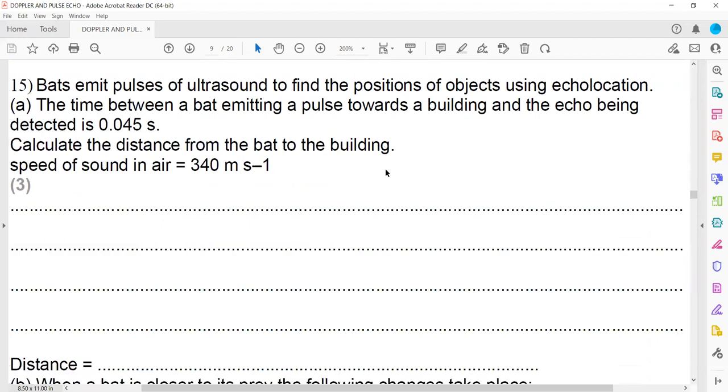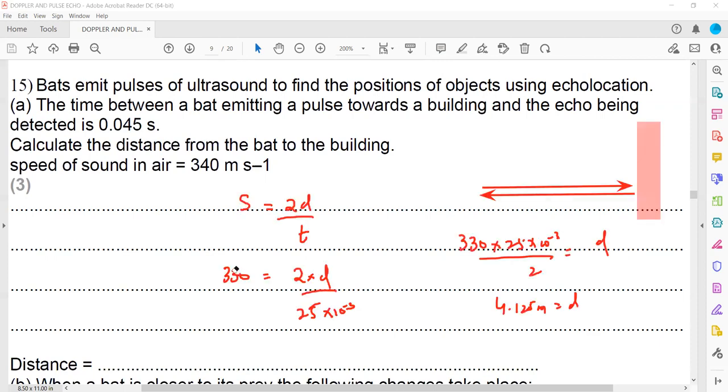Bats emit pulses of ultrasound to find the position of objects using echolocation. The time between the bat emitting the pulse toward the building and the echo being detected is 0.045 seconds. Calculate the distance from the bat to the building. So, for example, there's a building and the bat is emitting this ultrasound. The speed is 340 and the time it took to bounce back was 0.045.